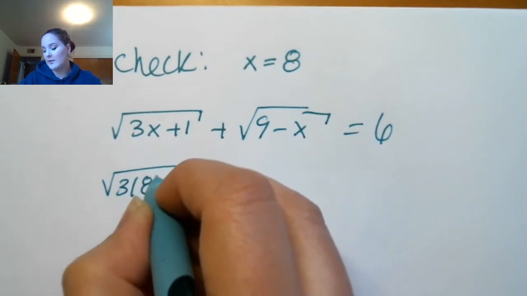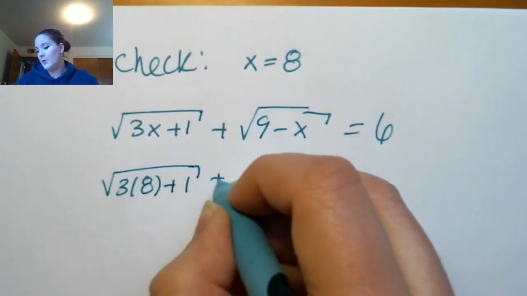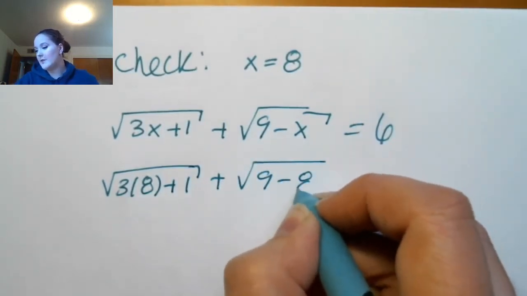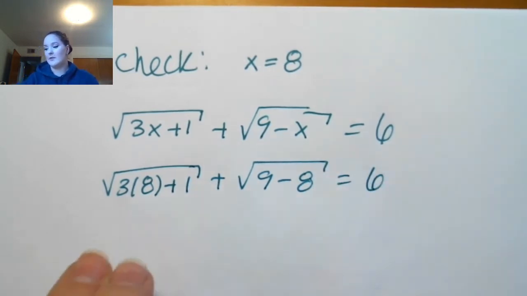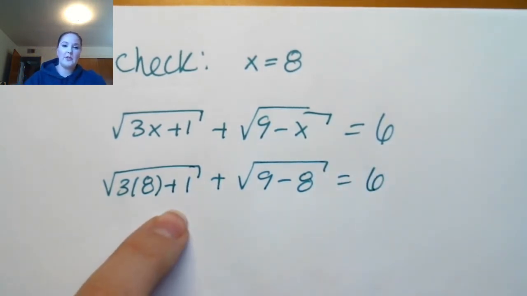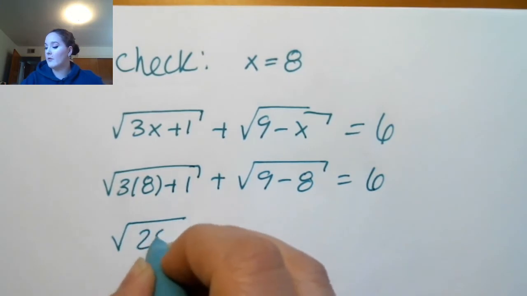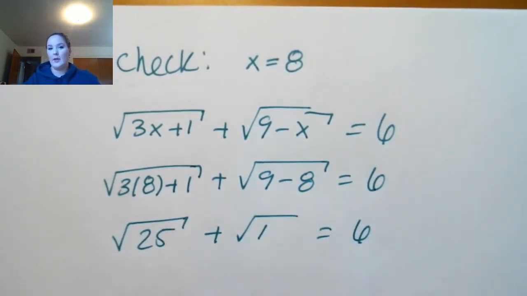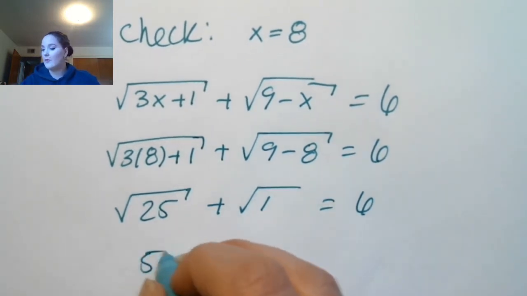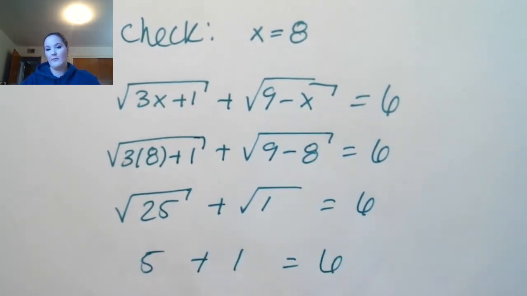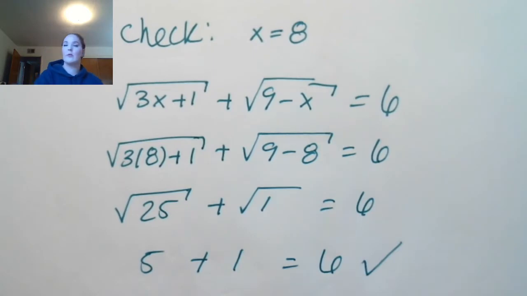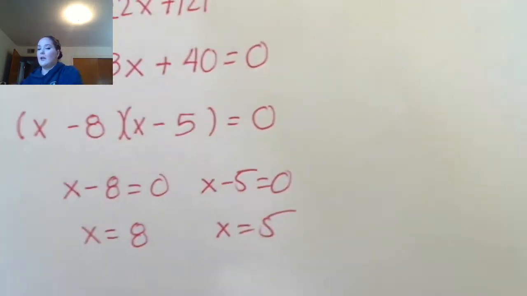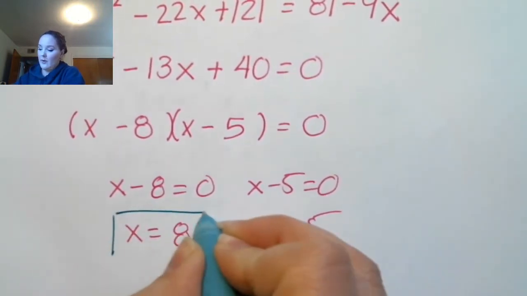So we check: square root of 3 times 8 plus 1 plus the square root of 9 minus 8. We want this to be 6. 3 times 8 is 24, plus 1 is 25. 9 minus 8 is 1. Root 25 is 5. Root 1 is 1. 5 plus 1 is 6. That's true. So our first solution, x equals 8, is truly a solution to our equation.